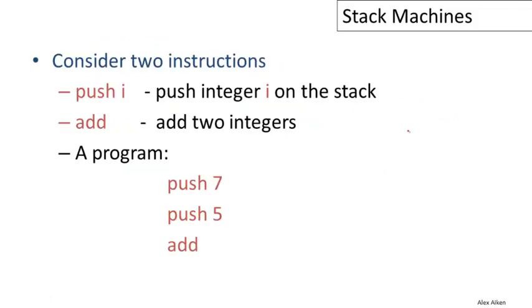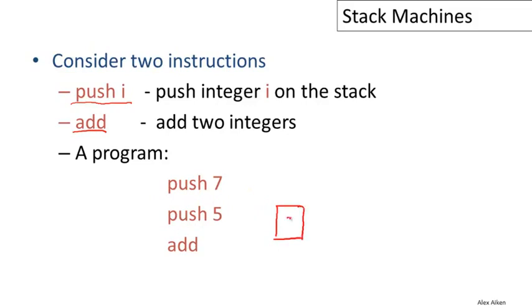So now let's think about how we could program a stack machine. Let's have a language with just 2 instructions in it. We can push an integer onto the stack, and then we have the operation add, which will add the 2 integers at the top of the stack. Now let's take a look at this program, which pushes 7 and then pushes 5 and then does an add. Let's think about how this program would work.